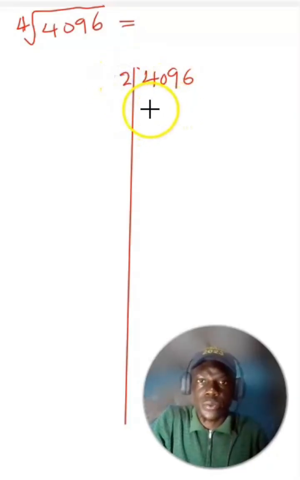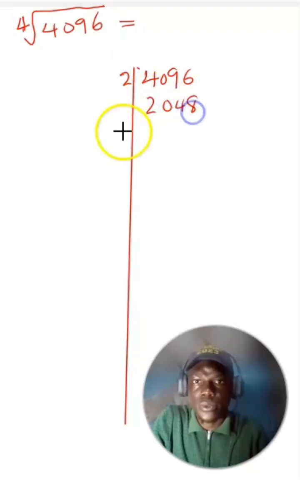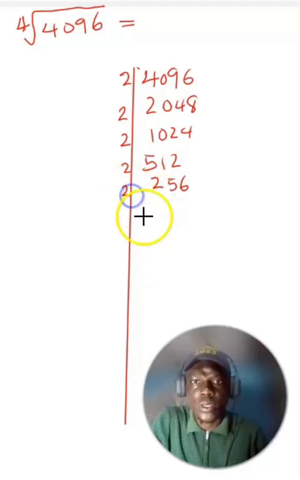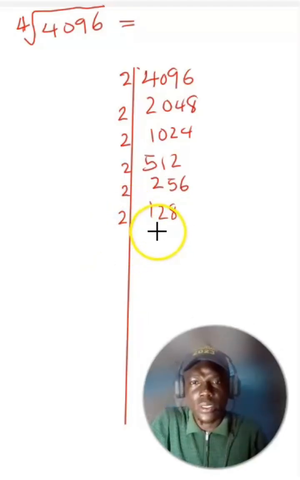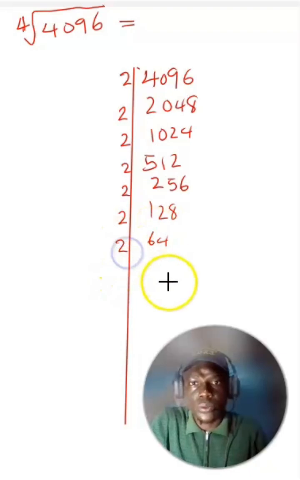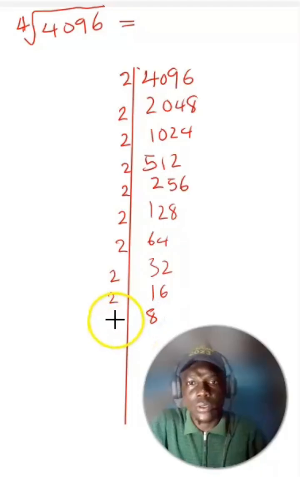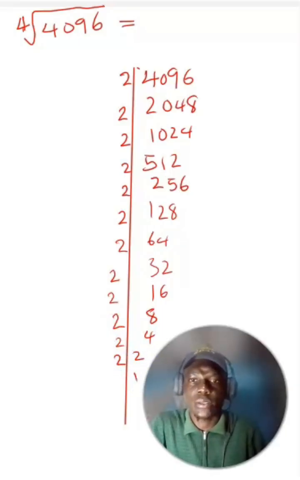Divided by 2. 2 in 4096 is 2048. 2 in 2048 is 1024. 2 in 1024 is 512. 2 in 512 is 256. 2 in 256 is 128. 2 in 128 is 64. 2 in 64 is 32. 2 in 32 is 16. 2 in 16 is 8. 2 in 8 is 4. 2 in 4 is 2, and 2 in 2 is 1. So that's it.